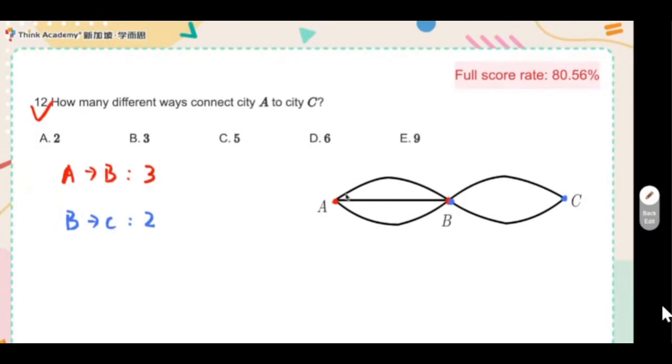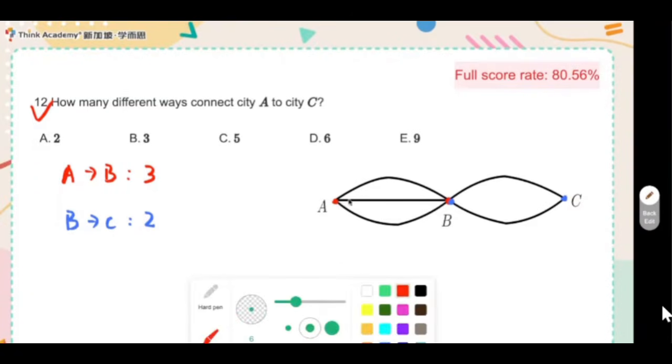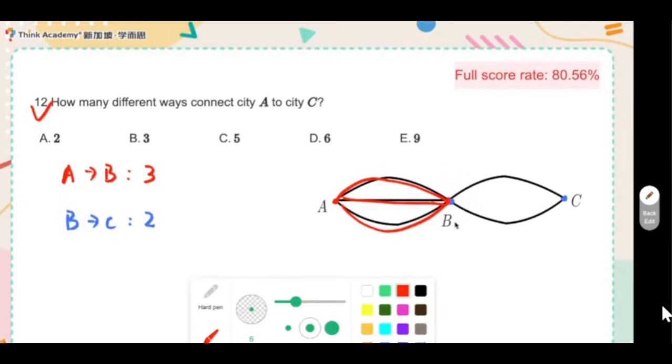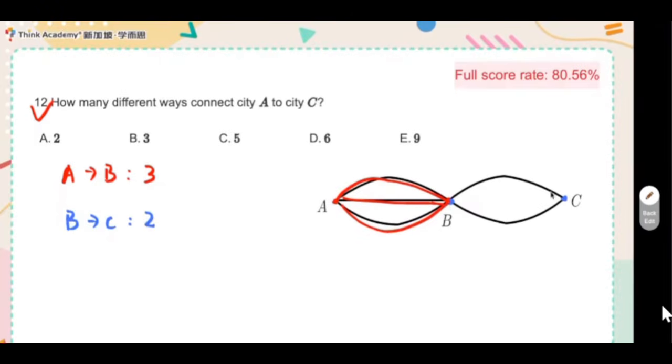Okay, so this time it is just the same as what we did just now, right? So let's take a look. From A to B, we got 1, 2, 3. 3 choices, and then we need to go to C, right? So when from B to C, we get 1. So right now we can see 1, 2, 3. 3 choices that we can go from A to C.